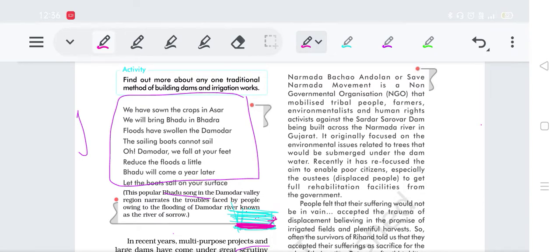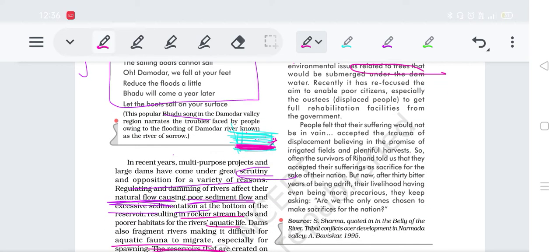Narmada Bachao Andolan, or Save Narmada movement, is a non-government organization, an NGO, mobilized by tribal people, farmers, environmentalists and human rights activists against the Sardar Sarovar Dam that has been built across the Narmada River in Gujarat. It originally focused on the environmental issues related to trees that would submerge under the dam water. Recently, it has refocused its aim to enable poor citizens, especially displaced people, to get full rehabilitation facilities.